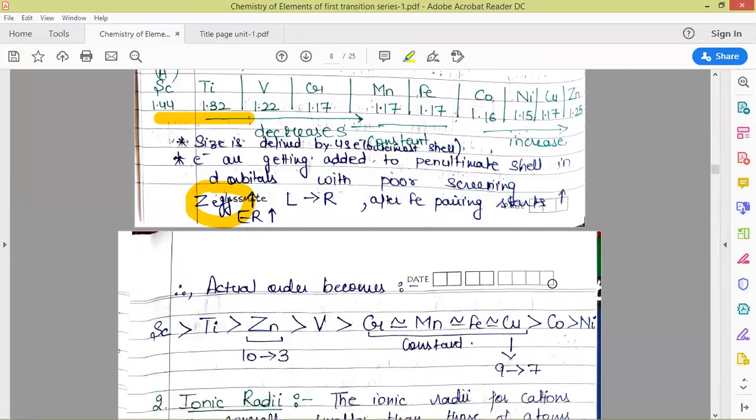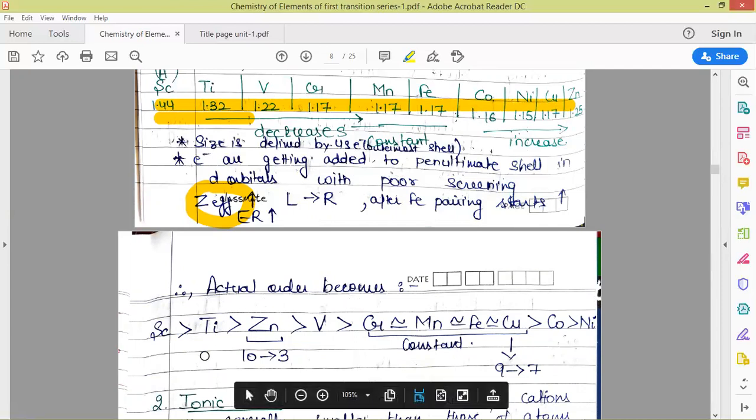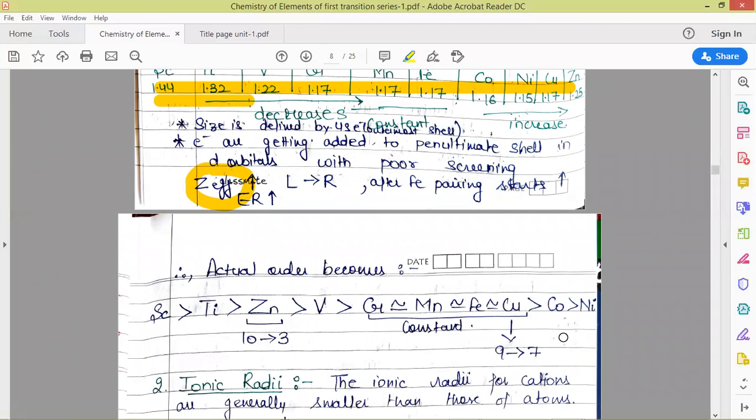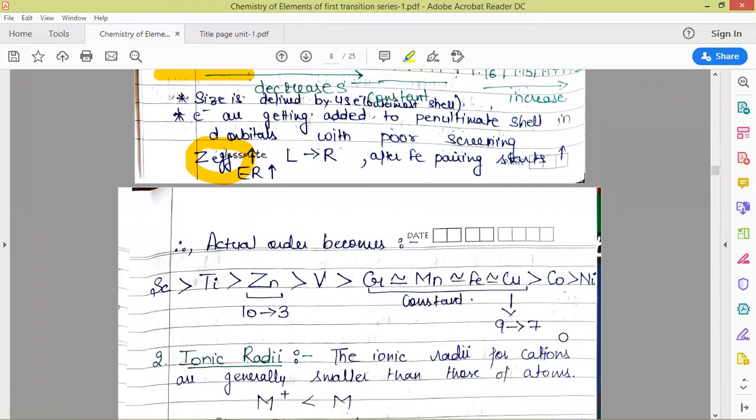The sequence of elements is scandium, titanium, vanadium, chromium, manganese, iron, cobalt, nickel, copper, and zinc. So the actual order of atomic radii becomes scandium, titanium, zinc. Here zinc takes the position from 10th to 3rd position, and then vanadium, then the next four elements have almost comparable atomic radii, and copper takes the place from 9th to 7th position, then comes cobalt, and in the last nickel. So nickel has the least atomic size in the 3d series.